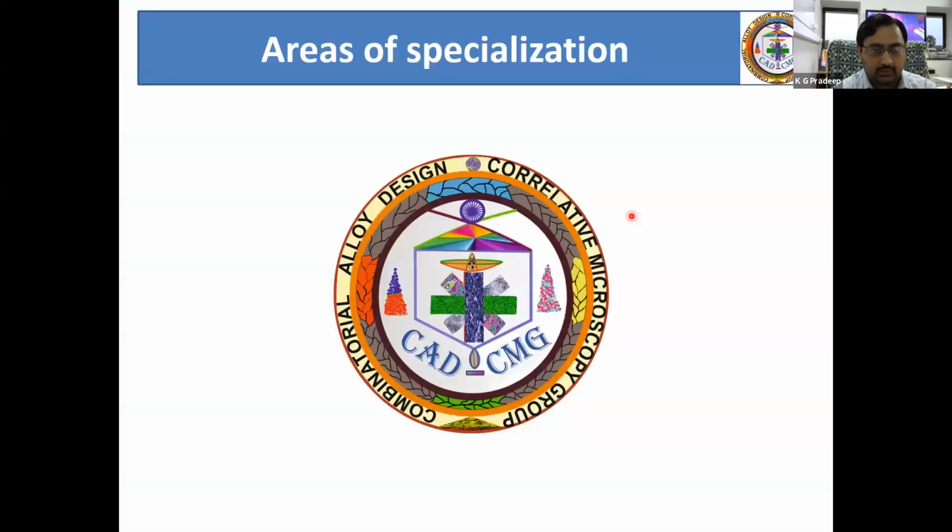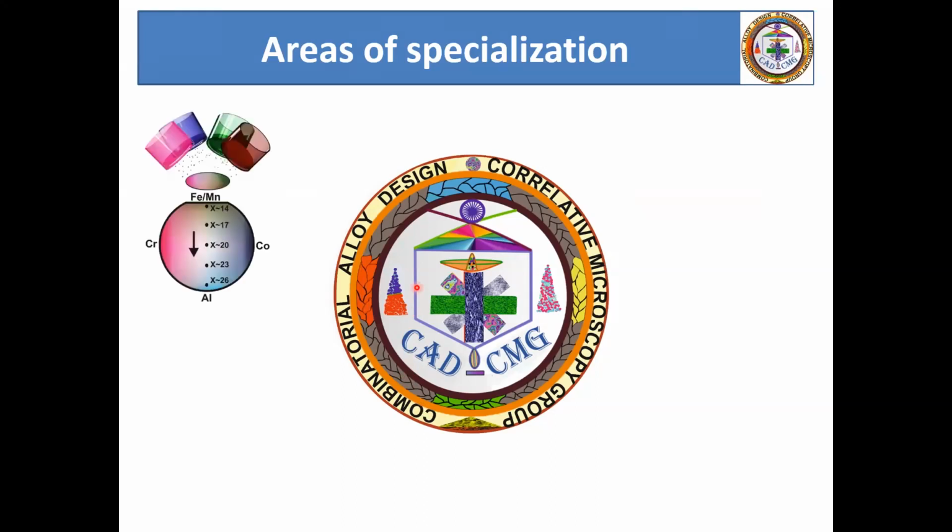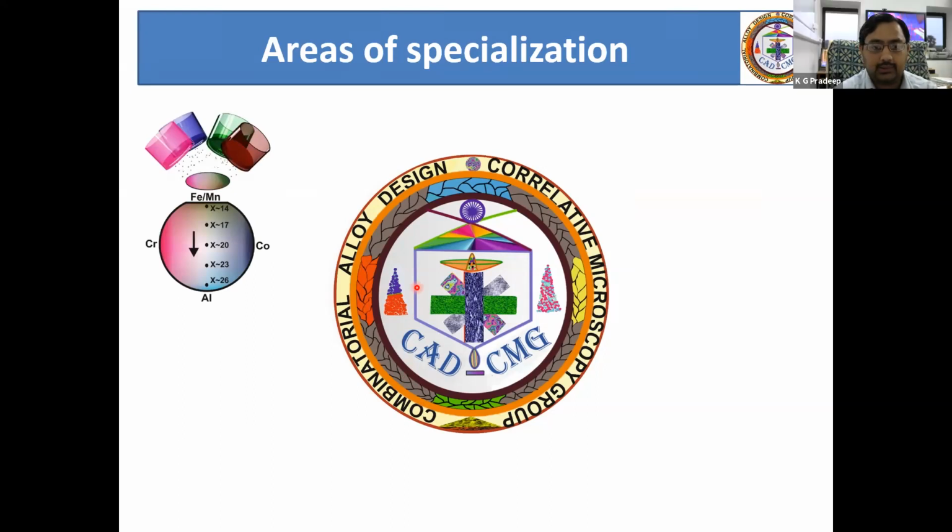Okay, so to get started, my group basically focuses on two aspects in metallurgy and materials science. One is combinatorial alloy design, the other is correlative microscopy. The first part I just briefly show you, to know what this means: combinatorial alloy design. We typically utilize different techniques to make materials libraries so as to identify the right kind of materials with the right kind of properties that we can explore in detail.